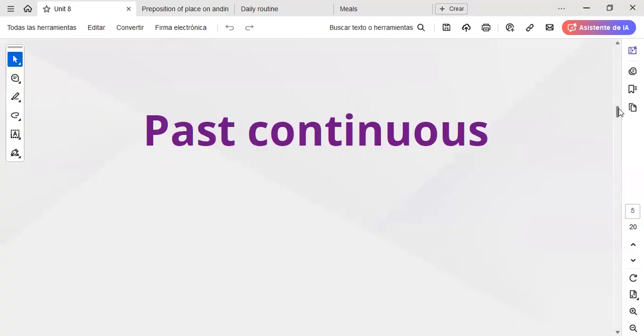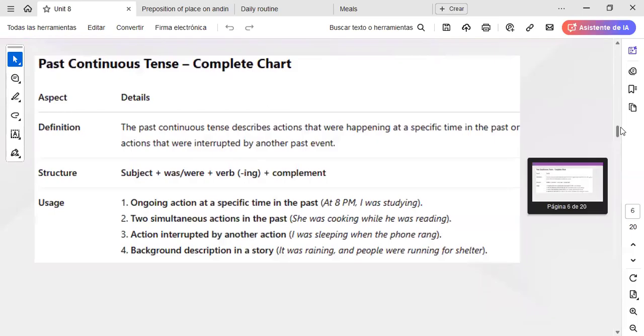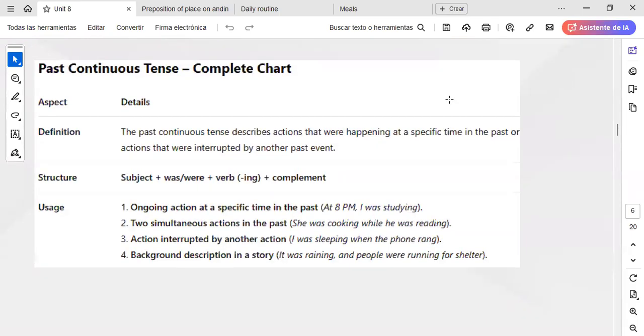So now let's start talking about past continuous. Welcome to a new topic. So, past continuous tense. Definition. Pay attention carefully, please.